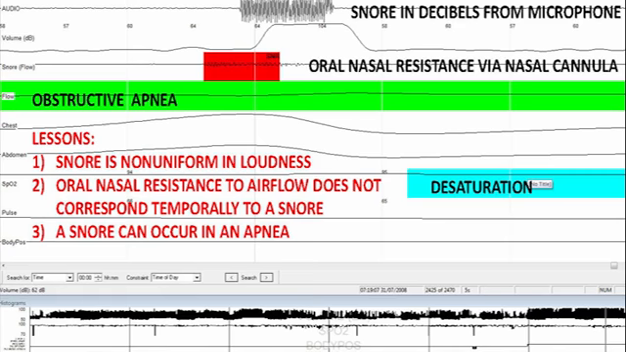So the lessons here. Snoring is non-uniform in loudness. Oral nasal resistance, well, that's not necessarily true, but a snore can occur in an apnea. Because there's the picture. I'm showing you a picture, and the green is an apnea. Now, remember, you can do a 5-second window. If you hit the button up here and tell it you want a 5-second window, you can get it. Rick was looking at a 300-second or 5-minute window. That's a nice window to look at something else. You can also do a 6-minute window. And so each one shows something else. You look at a bigger area, you get a different picture. But you're looking at different aspects of the same problem.